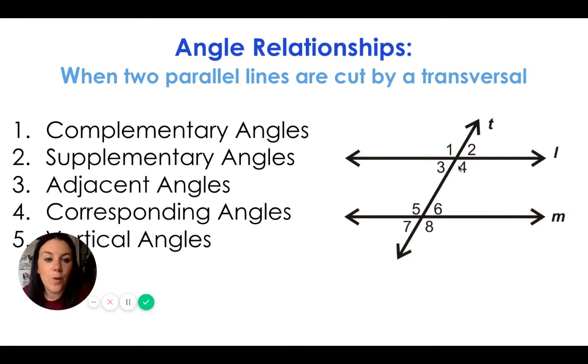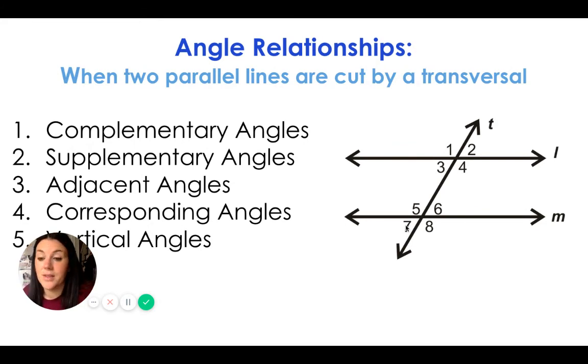So angle 4 corresponds to which angle? 8. Angle 1 corresponds to which angle? 5. Okay? Different tables. Like angle 1 and 3, are they corresponding? No. They're adjacent and they're supplementary because they lie on a straight line, but they are not corresponding. Corresponding is the same seat, different table. So 1 and 5 are corresponding, and then 3 corresponds to 7.